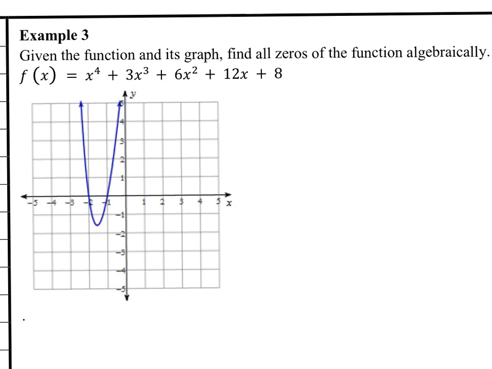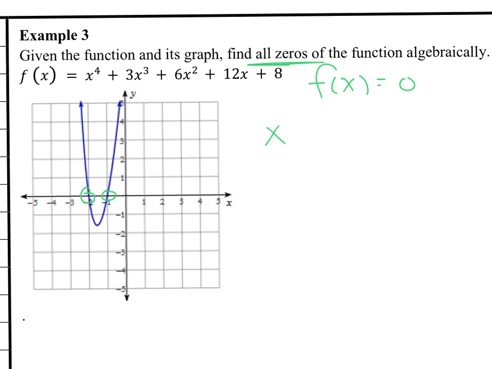Okay, given the function and its graph, we're going to find all zeros. Zeros are where f of x is equivalent to 0. That's what that's saying. So we need to find a root in the graph. Basically, where is it crossing the x-axis? That's all we're looking for. And here's a spot, and there's a spot.